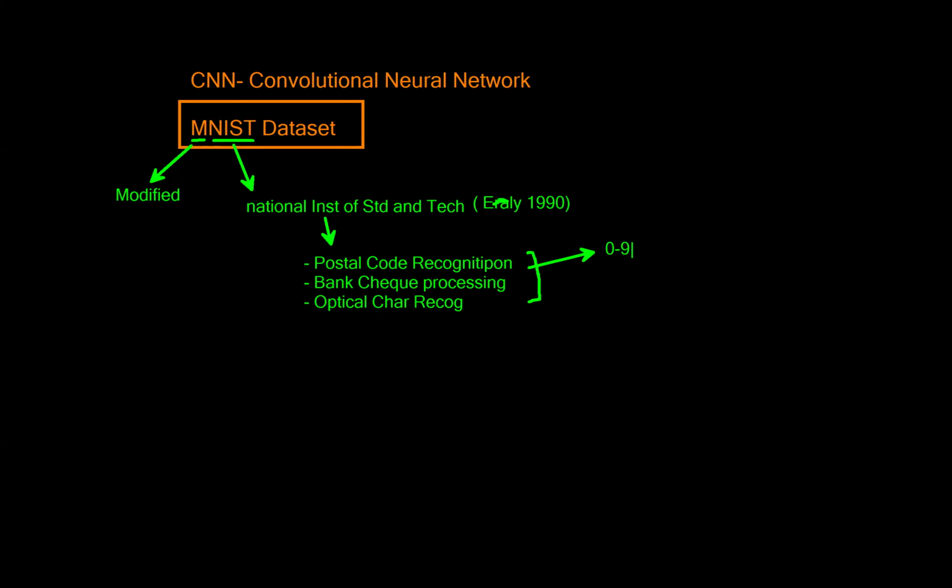So I'm talking about NIST. Images were of different size and different resolution. They were not properly formatted, not centered, and not uniform. So it's basically very raw, messy, real-world handwritten data.